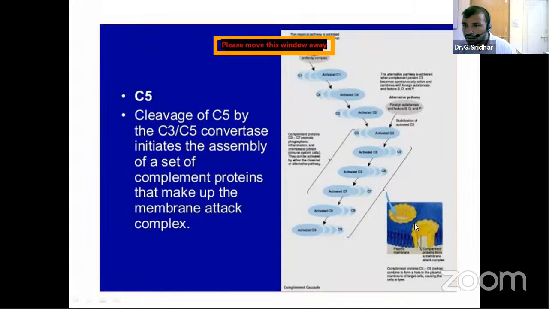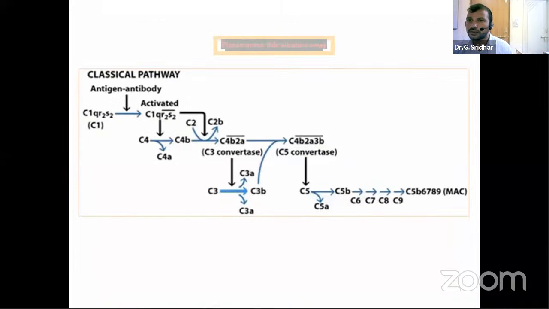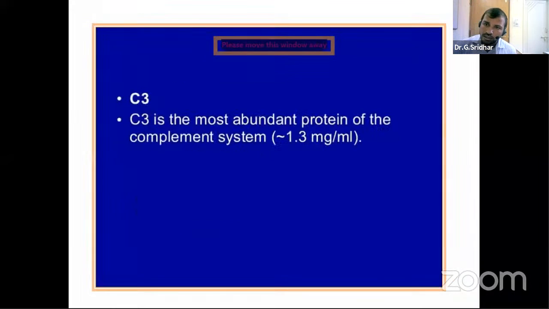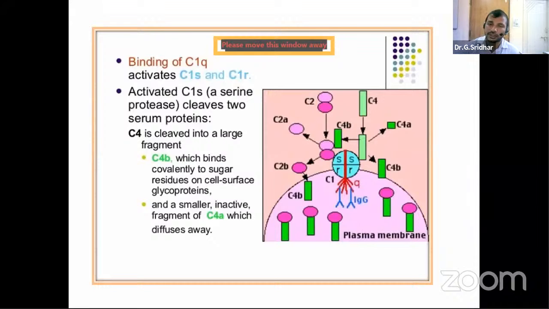You can see here, this is the membrane attacking complex. This is called the membrane attacking complex. This membrane attacking complex will come and bind on the bacterial cell membrane and lyse the cell, making the holes. That means today we have discussed the classical pathway of the complement system. I will give the gist of today's topic.